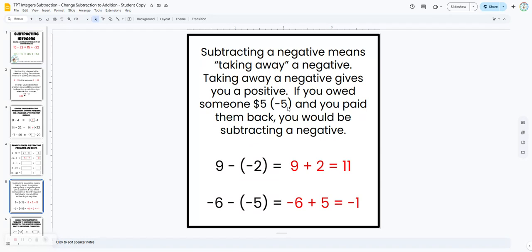So if you owed someone $5, for example, you're taking away that negative. You pay them back so that you would be subtracting that negative, and that would move you in a positive direction. So 9 subtract negative 2 is the same as 9 plus 2. You're subtracting your negative. So just have the students look at the two negative symbols that are next to each other with no number in between.